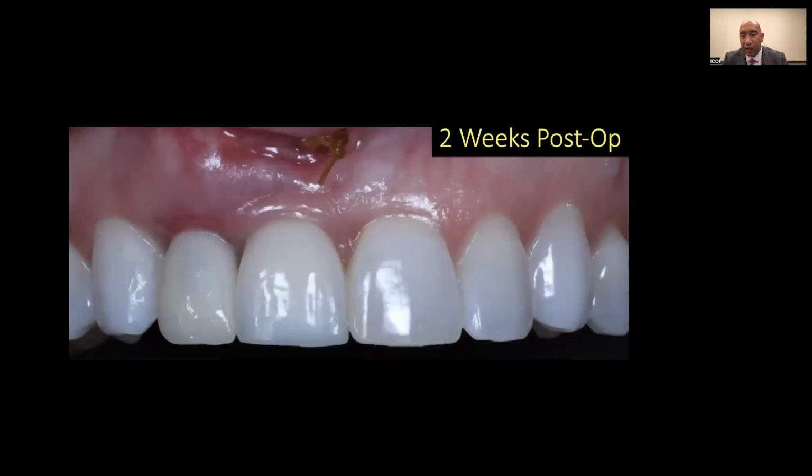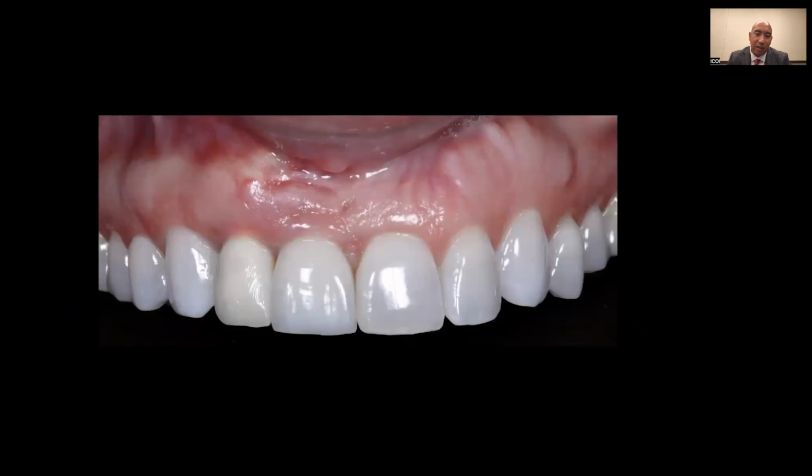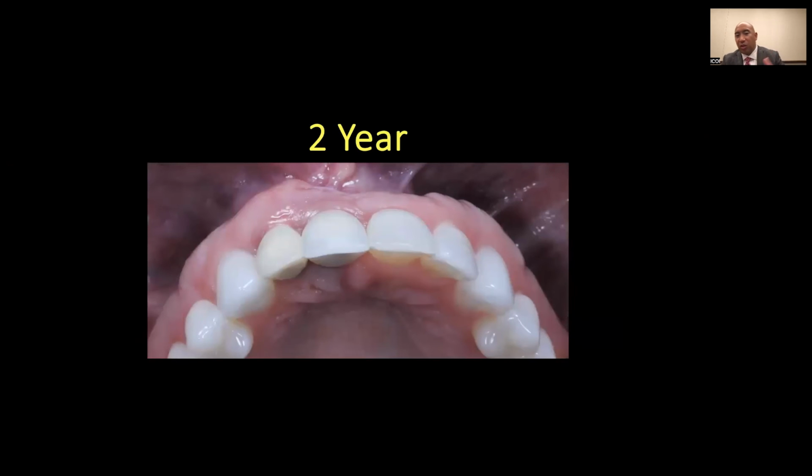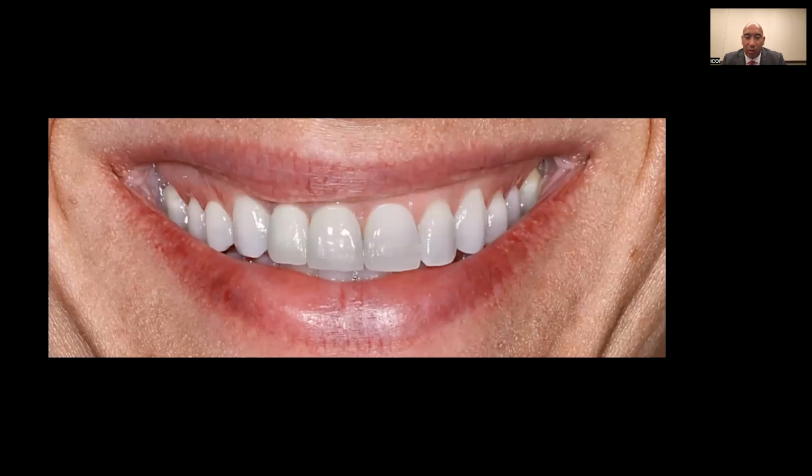Then this is what you'll notice at 2 weeks post-op. You can see the tissue has grown down a lot. The papilla are still kind of small, like we knew they would be. This is at 12 weeks and then 2 years with the final restoration. So overall, not a bad result. When you look at the occlusal view, nice, thick, pink keratinized tissue, a lot of tissue. This is what she looks like when she smiles. So this is how it started, and this is how it's going.